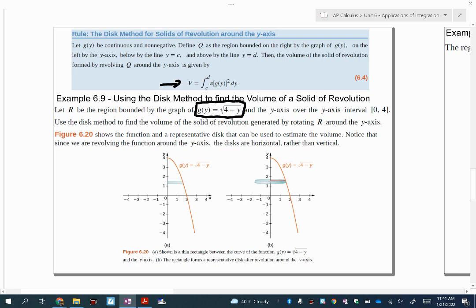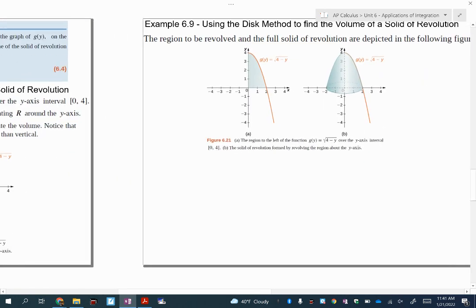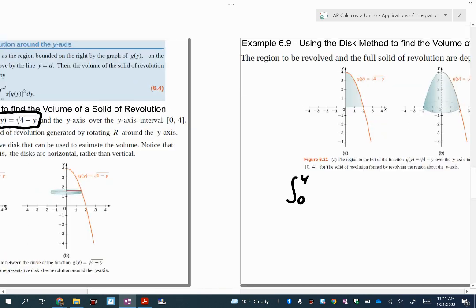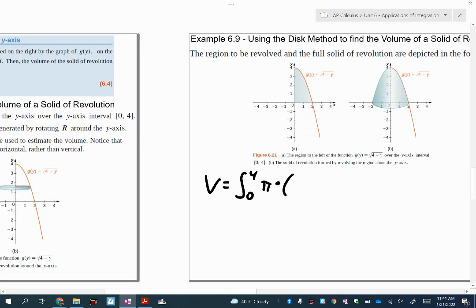You'll see them in the review. Okay, so I'm going to do the integral from 0 to 4, right? Again, my y values, all right, of my pi, this is for the volume, times my function, which is the square root of 4 minus y, and all of that squared, dy.